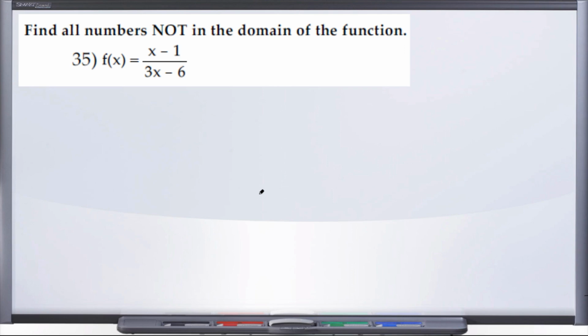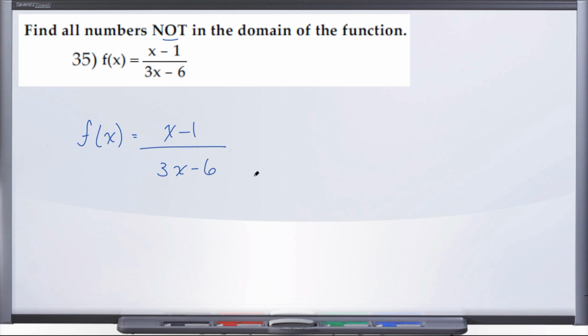Number 35, find all numbers not in the domain of the function. They've given us the function f of x equals x minus 1 over 3x minus 6. All they're asking us to do for number 35 is to tell them what values of x we can not have for this given function.